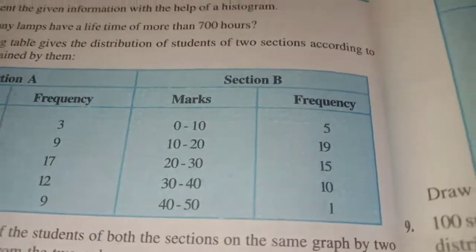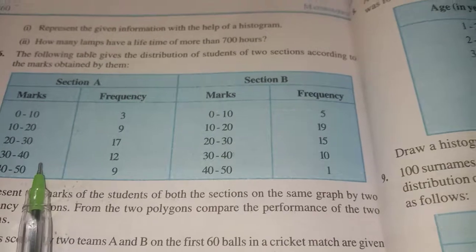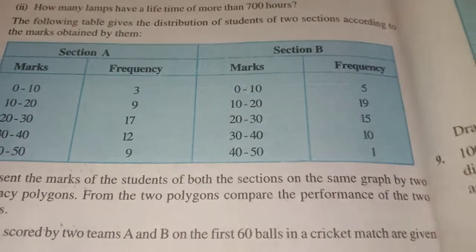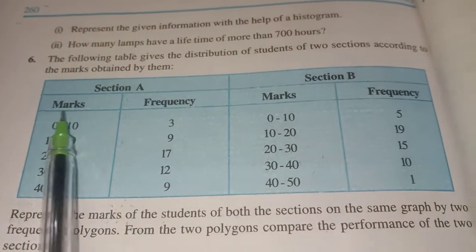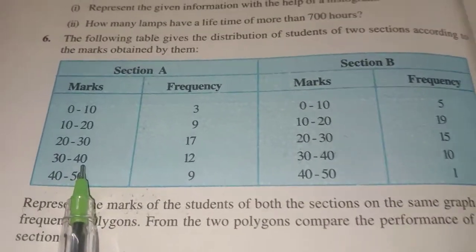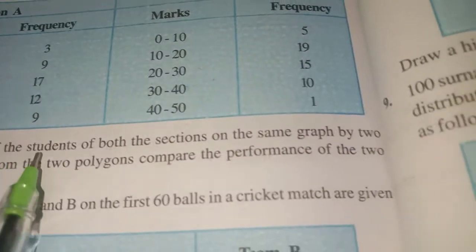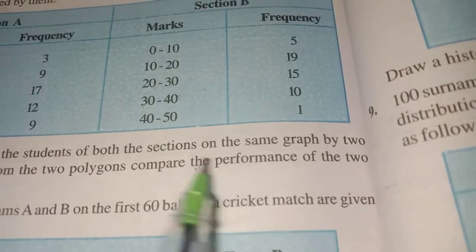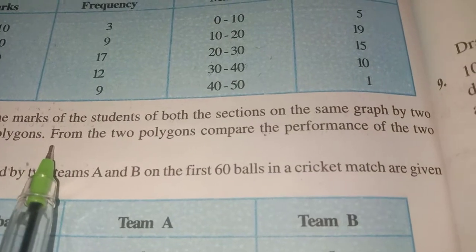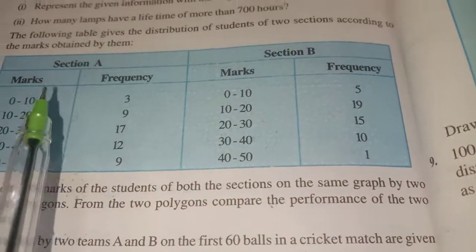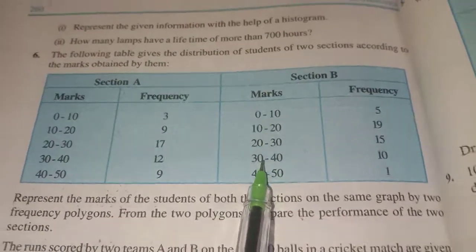So when we are going to draw a frequency polygon, we need to draw the graph of class marks and frequency. We do not have to consider these marks, we have to go for the class marks. Then I will explain how to find them. So represent the marks of the students of both the sections on the same graph by two frequency polygons and compare the performance of the two sections. So we have to compare which section has the better performance in the examination.